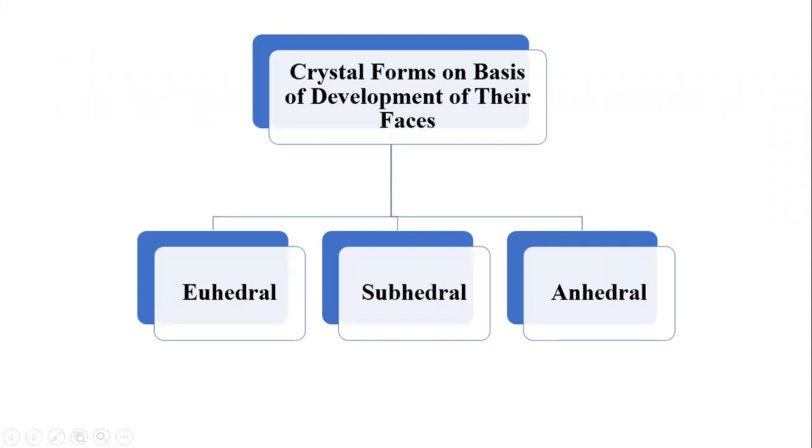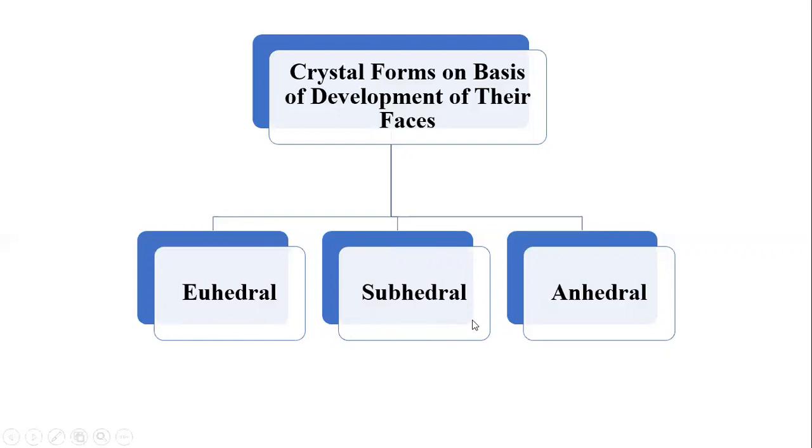Now, what are the crystal forms or types of crystal on the basis of development of their faces? Crystals are divided into three main classes on the basis of development of their faces. One is euhedral crystals. Euhedral crystals are those crystals whose crystal faces are well developed. Euhedral crystals form during the early stages of crystallization, while subhedral crystal refers to that crystal which has partially developed crystal faces.